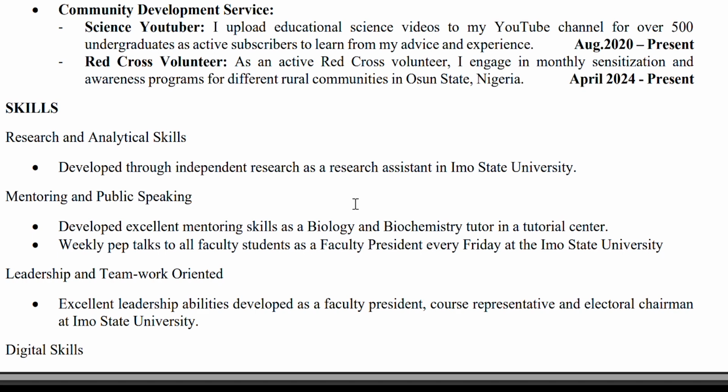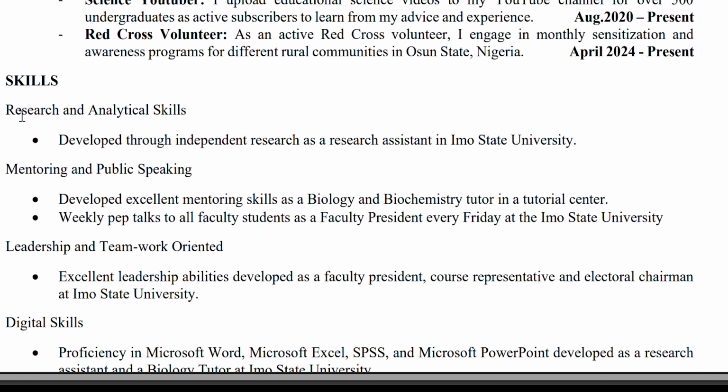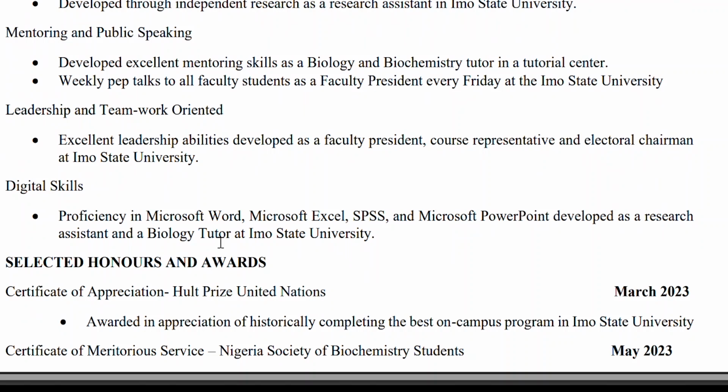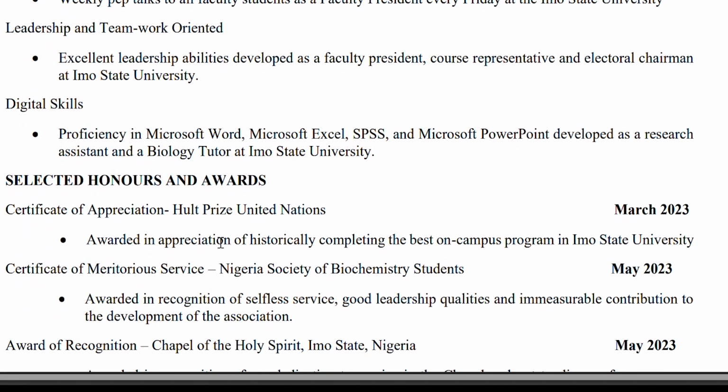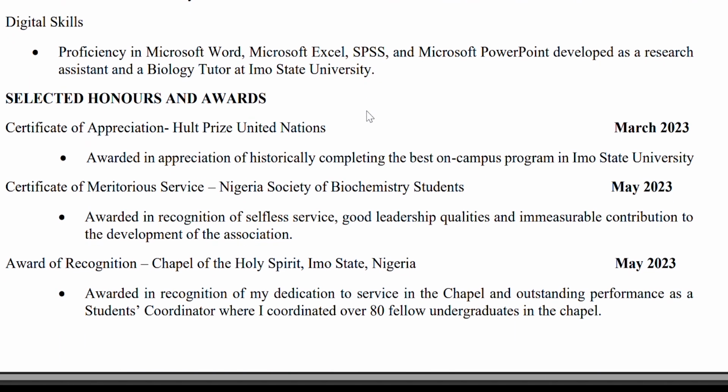Now, number 9, which is the penultimate, is the skills section. You add skills relevant to the opportunity you are seeking. Now we have research and analytical skills developed through independent research. You don't need to add it in your skills. So we have mentoring and public speaking, leadership, teamwork, and teamwork oriented. Don't just write them. Write where you got them from. Are we there now? Digital skills, proficiency in Microsoft Word, Microsoft Excel, SPSS, Microsoft PowerPoint, developed as a research assistant and biology tutor at Imo State University.